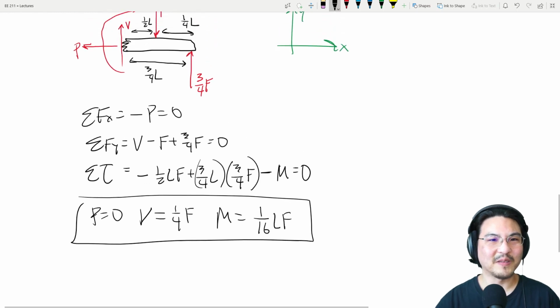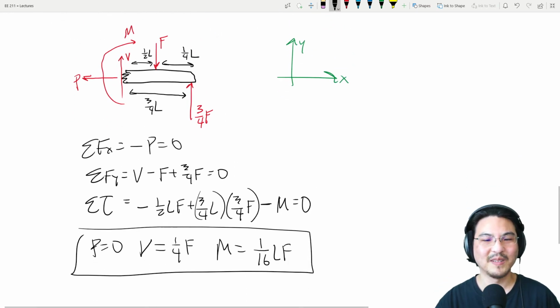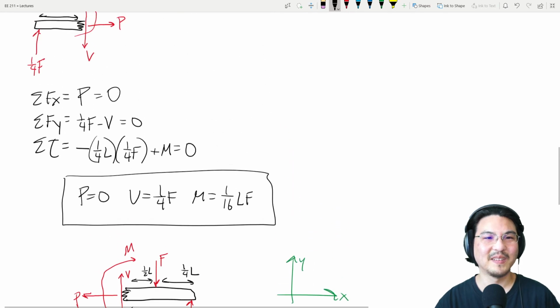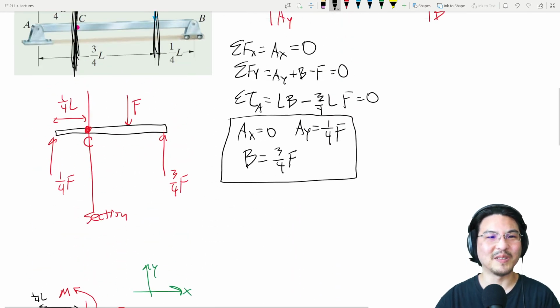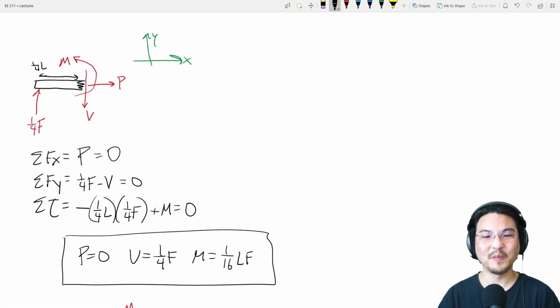Okay, so hopefully that's the same. Yep, right, so same answer either way, which means you don't need to analyze both sections, right? Just one or the other. Just pick the one that looks simpler.